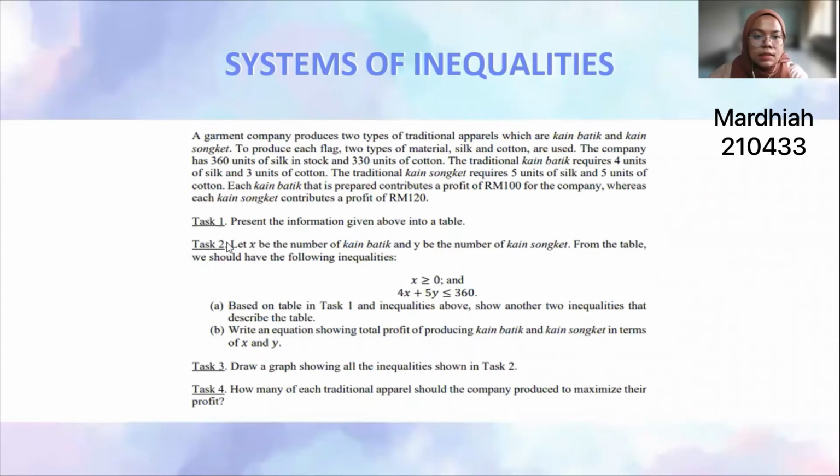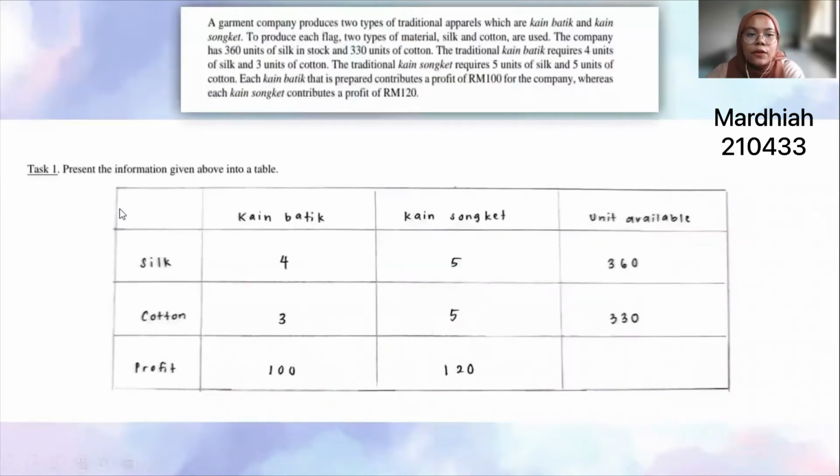Next, this is the question and the task for the system of inequalities. So for the question, a garment company produces two types of traditional apparels, which are kain batik and kain songket. To produce each one, two types of material, silk and cotton, are used. The company has 360 units of silk in stock and 330 units of cotton.